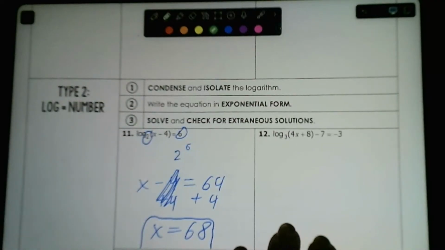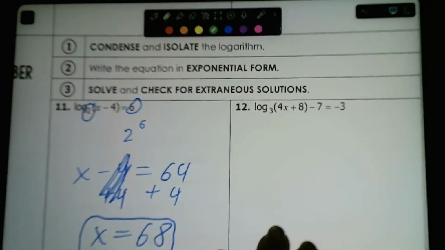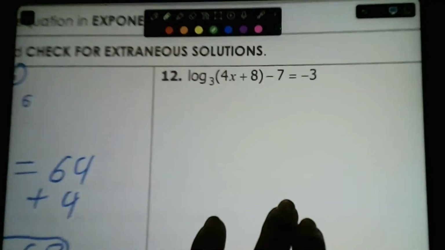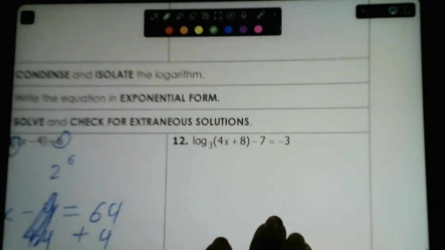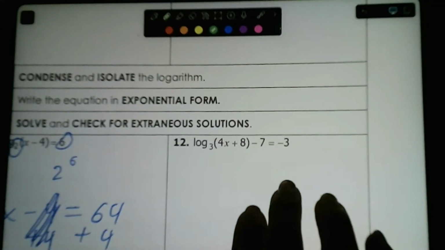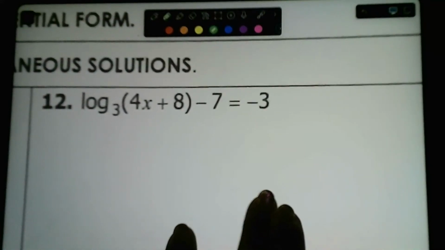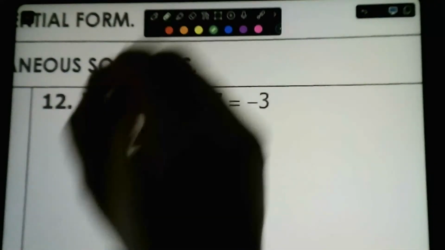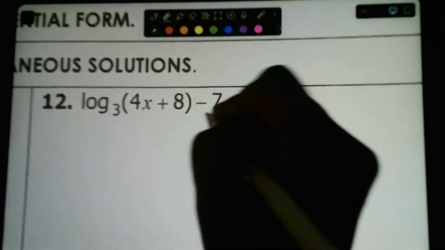If you have a logarithm and you don't have logs on both sides, you have log equals a number. You're going to condense and isolate the logarithm, so make sure there's only one logarithm in the entire equation. Then shove everything else to the other side of that equation, swap it to an exponential, and solve the exponential. I'm going to do number 12 for you guys.